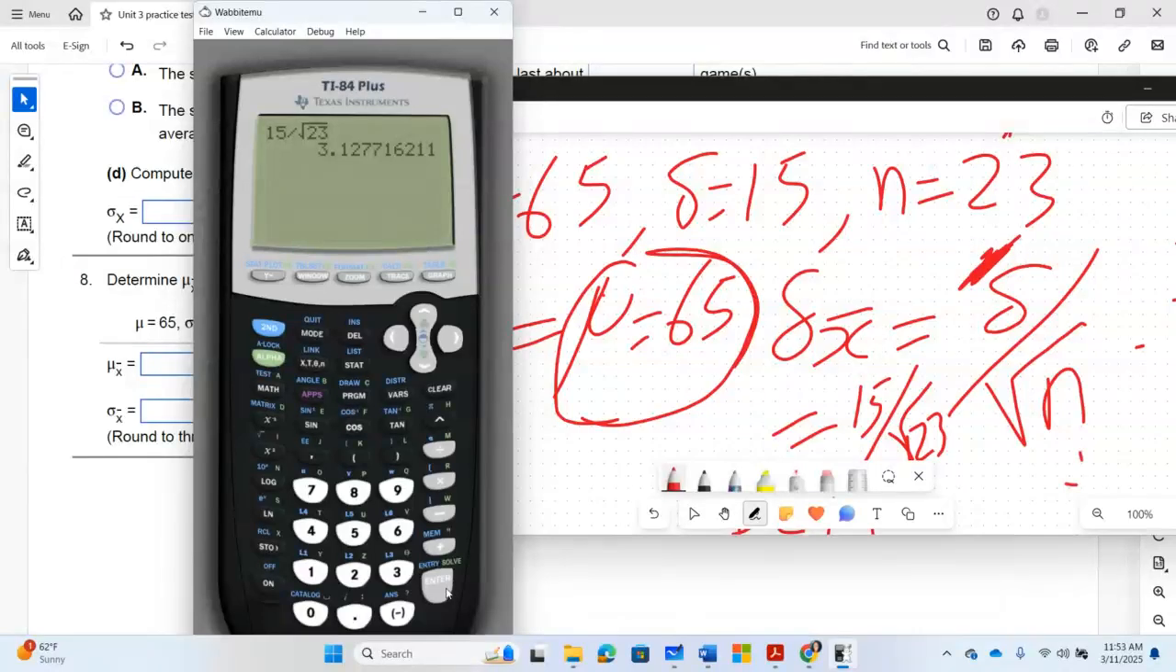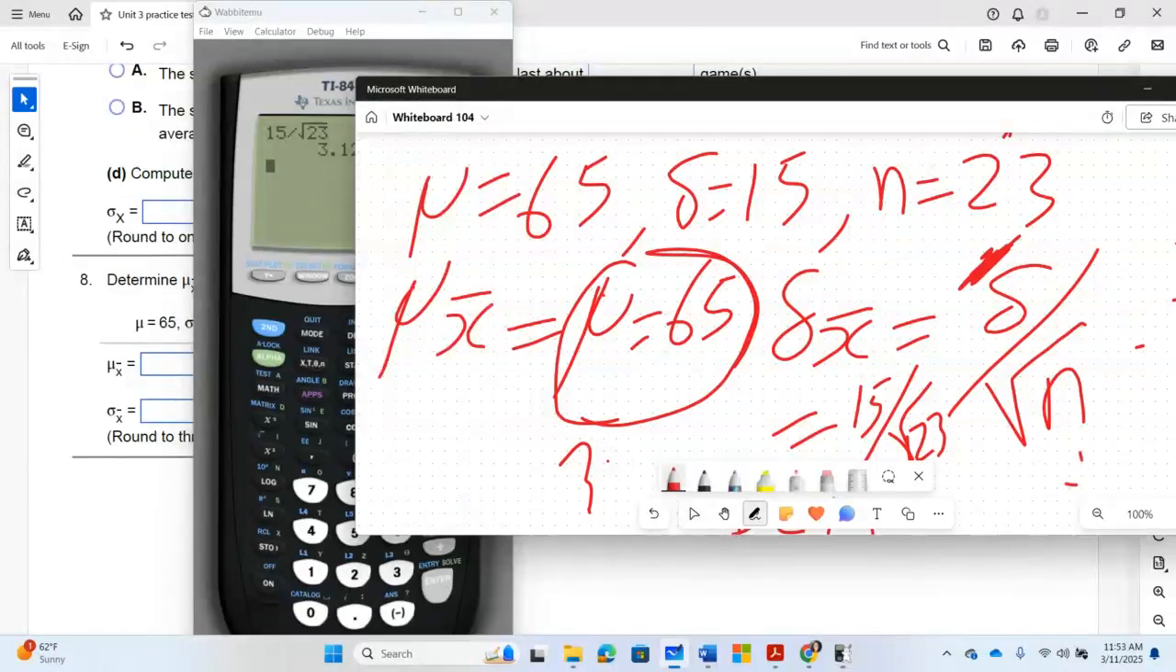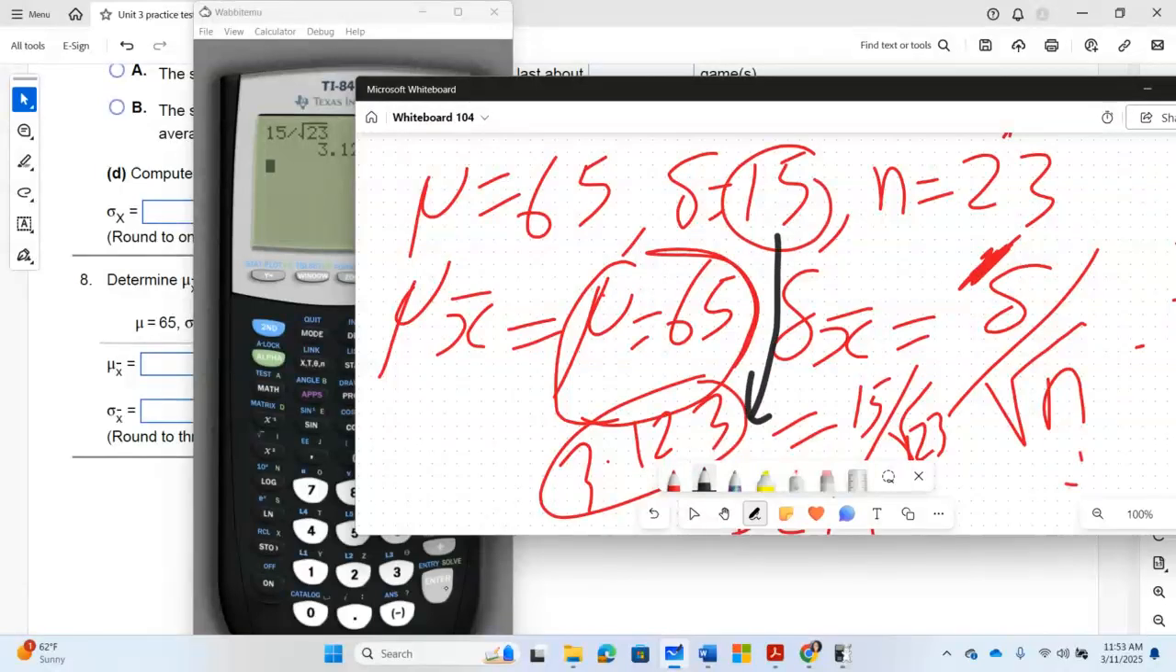And notice that the standard error, which is 3.123, is smaller than the standard deviation. We can ask ourselves why. Why is the standard deviation bigger than the standard error? The standard error must always be smaller than the standard deviation of the original data.